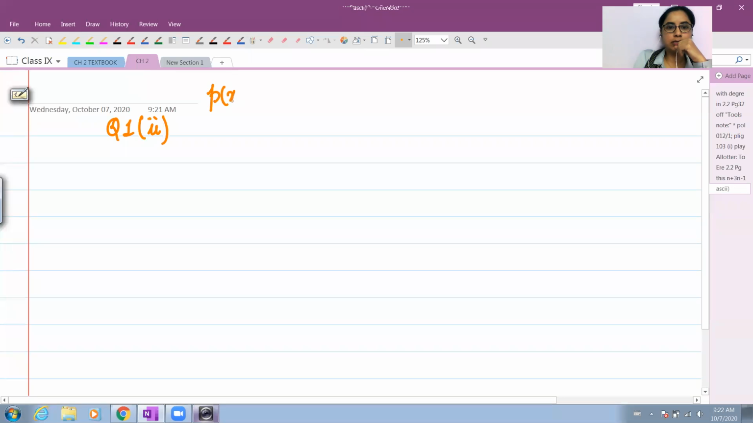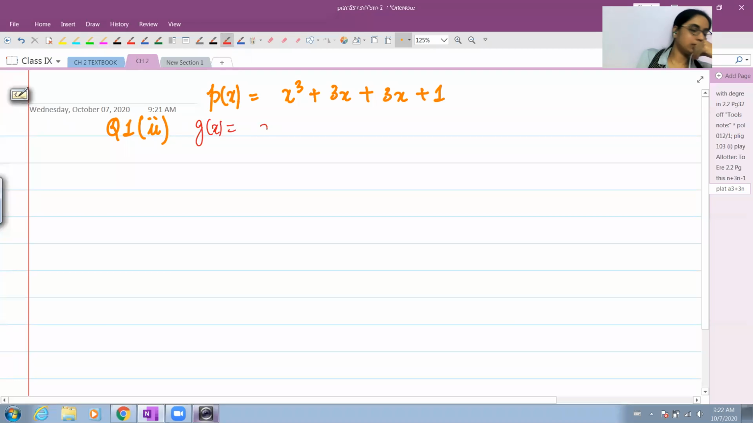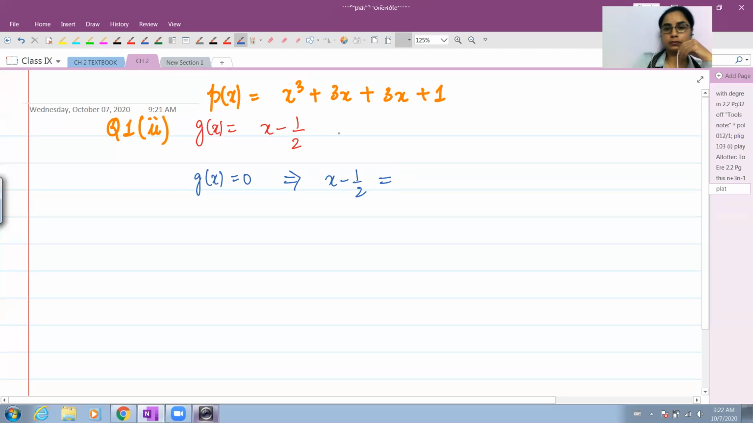So the px is same, which is x cubed plus 3x square plus 3x plus 1. And for the second part, my divisor is x minus 1, right? So solving, take your divisor equals to 0. And then by remainder theorem, we can find out the remainder.